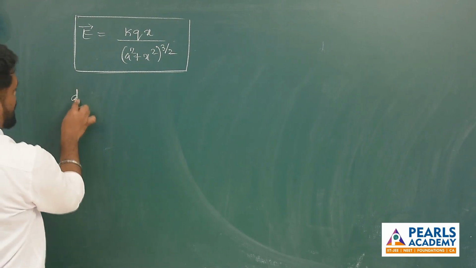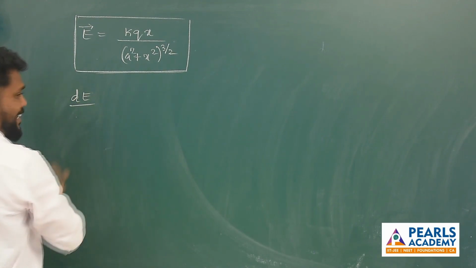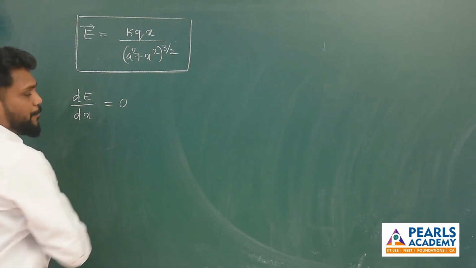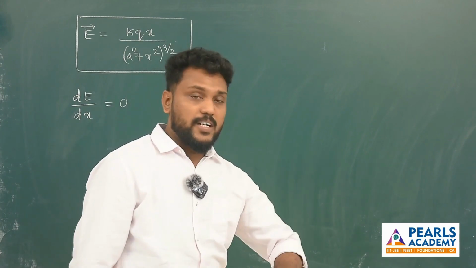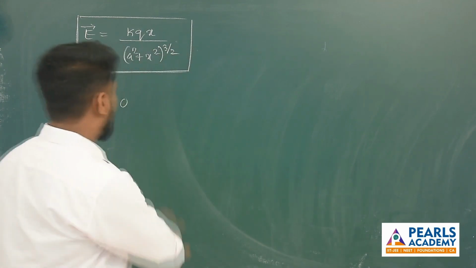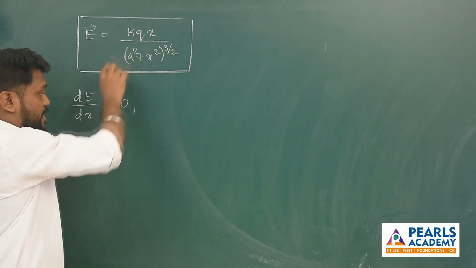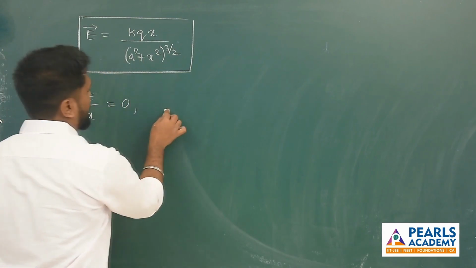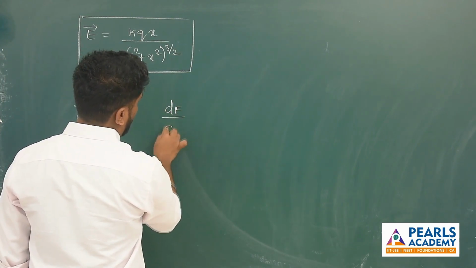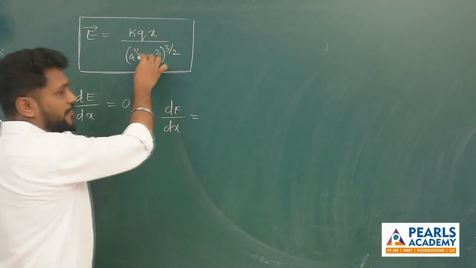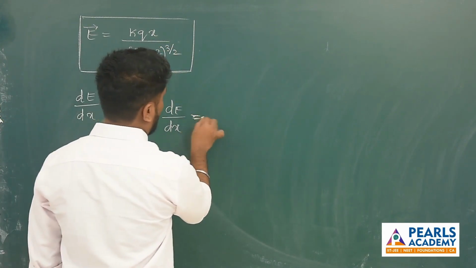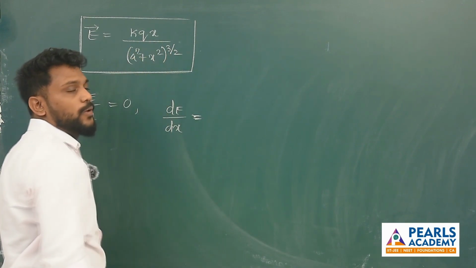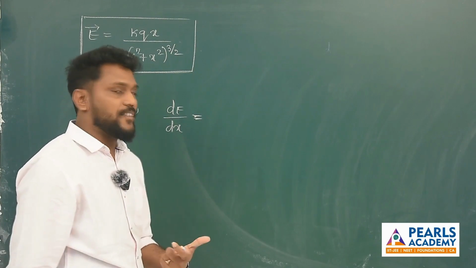So for that, as we know, for any function f of x, to find the maximum or minimum, the basic rule that we follow is, we differentiate it and equate it to 0. So since the electric field varies with x, we have to differentiate it and equate it to 0. So dE by dx, this is in u by v format. So we know that if it is in u by v format, it is v into differentiation of u minus u into differentiation of v, divided by v square.